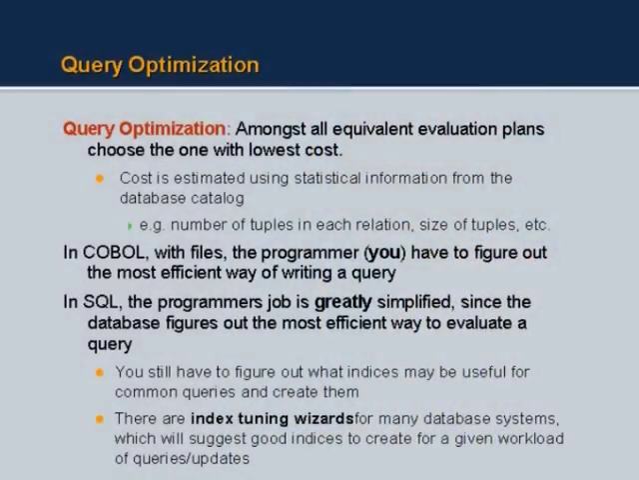In COBOL, you decide the plan. You decide to first access this file, then do index sequential access on the next file, and so forth. In SQL, your job is greatly simplified. But you still have to do some things. You still have to figure out what indices may be useful for the typical queries which you get, and create those indices. It may not be you as a programmer, it may be the database administrator who does this. So how do you make this choice? How do you decide what indices to create?